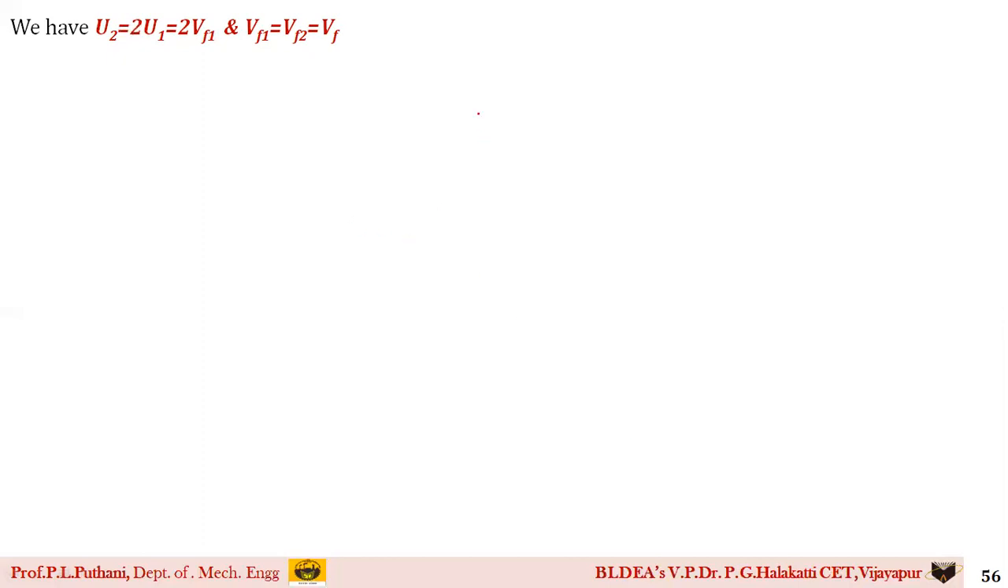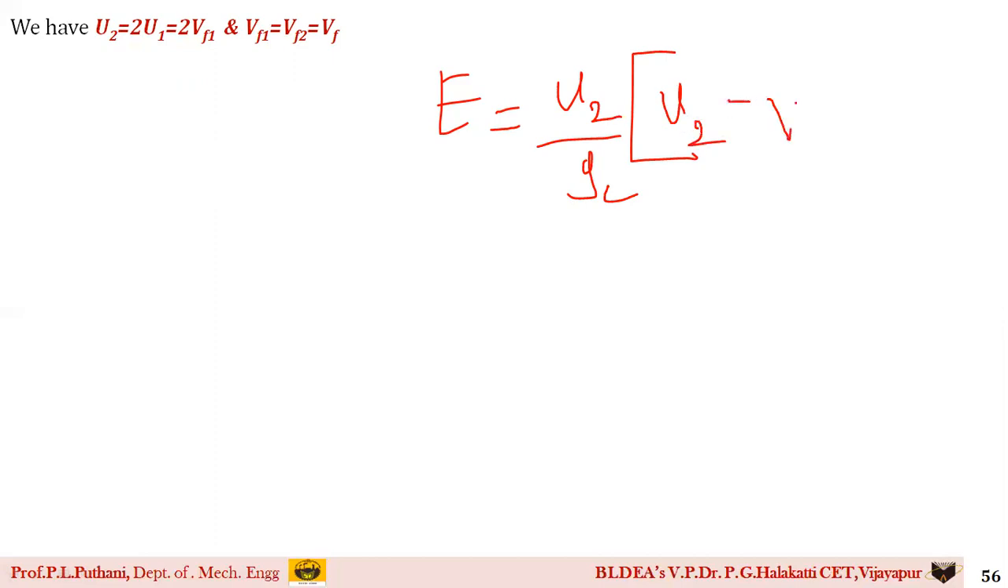Just now we have derived our energy equation. What is our energy equation? E is equal to U2 by GC into bracket of U2 minus Vf2 into cot of beta 2. This is the energy equation which we have derived. Please see here carefully. Now what I will do is, whatever other velocity terms are there, that is the tangential velocity U2 inside and outside the bracket, I will replace them in the form of the flow velocity Vf2.